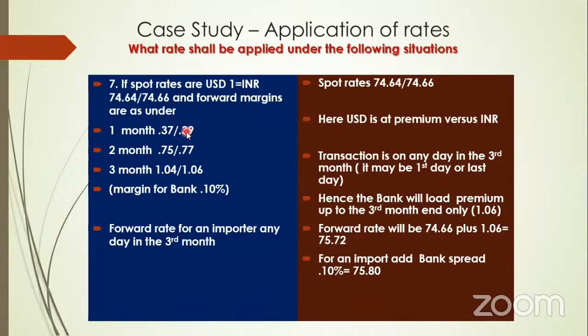Understood or not? I am going only exporter. Exporter, any day in the third month means you go up to the second month. Now you go to the importer side. Importer, any day in the third month, you remember. If it's a premium, you add up to the third month end, premium you load. Supposing importer, any day in the third month, it's a discount. You deduct less. You will be doing up to the second month.